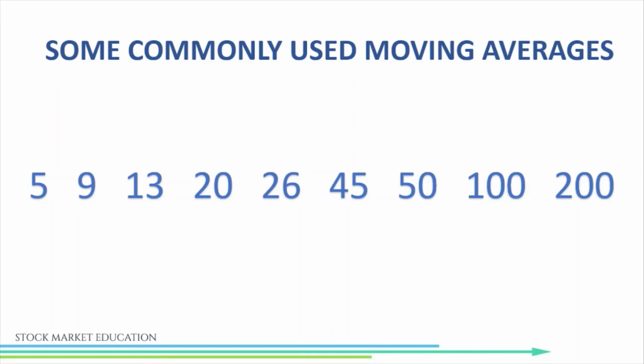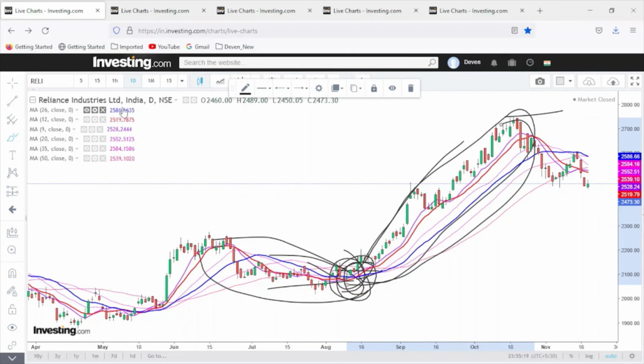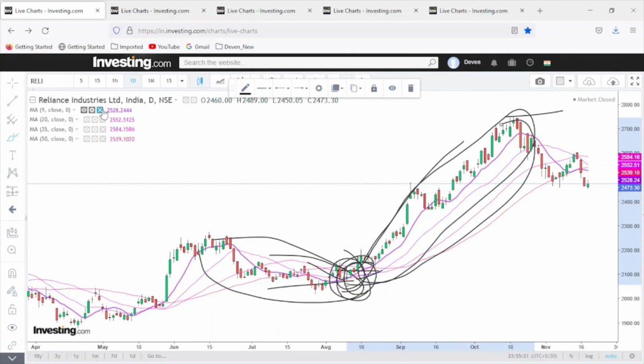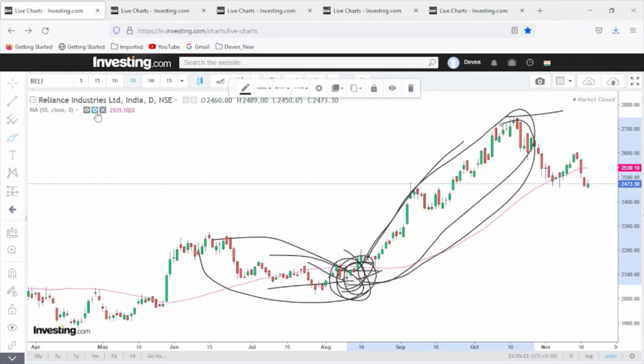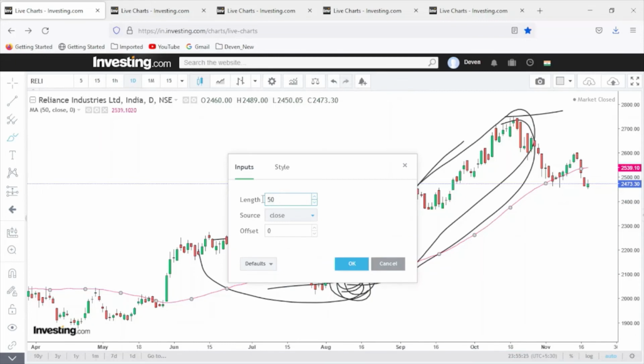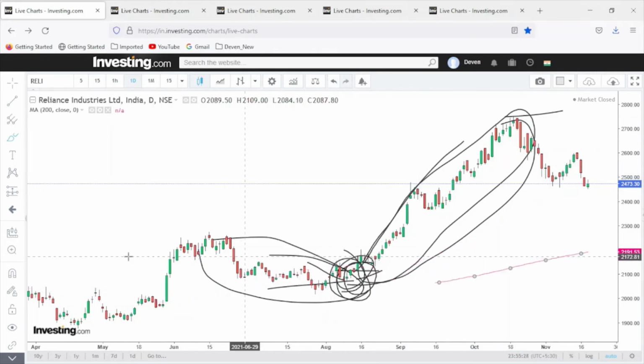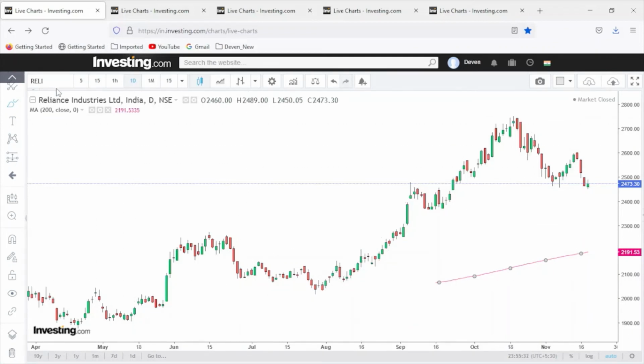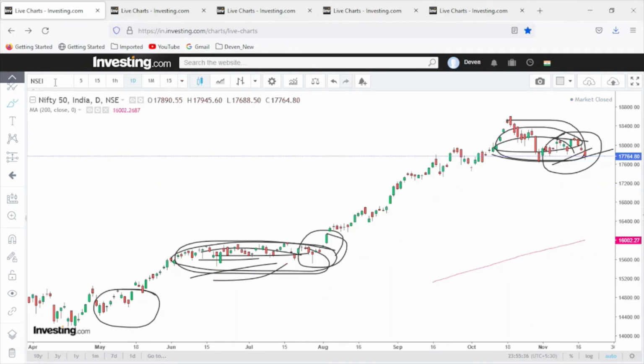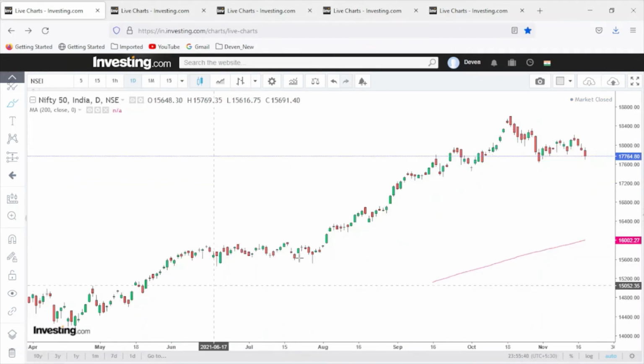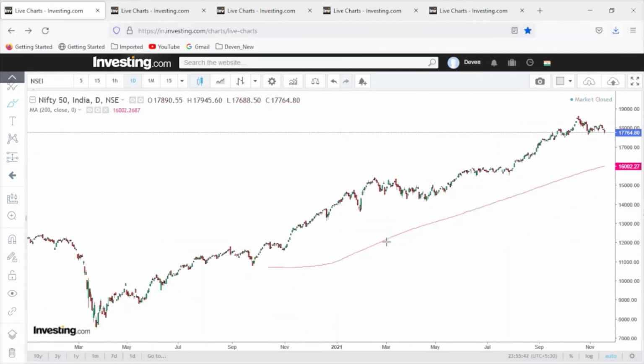Now whenever the market goes below the 200 moving average, we'll just delete everything from here and I'll keep only one moving average, that is 200. Whenever the market moves below the 200 moving average, it is said that the market has gone into recession, and all the people and news channels come and shout that yes, the market has gone into recession.